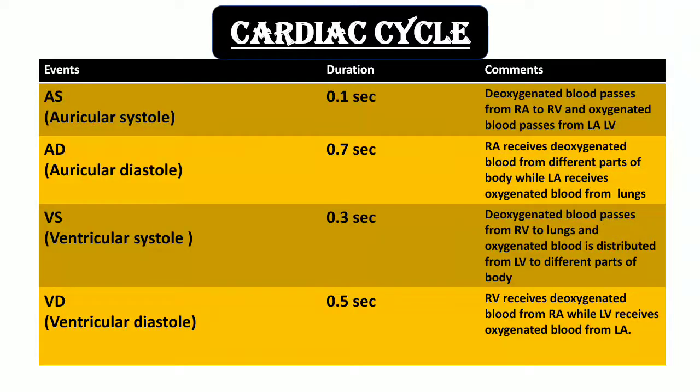Now coming to the next thing, the cardiac cycle. Now we will discuss the cardiac cycle. See, the complete cardiac cycle takes about 0.8 second. How? See here, the auricular systole. We have already discussed it. See, this is the explanation. First of all, you have to understand auricular systole is about 0.1 second.